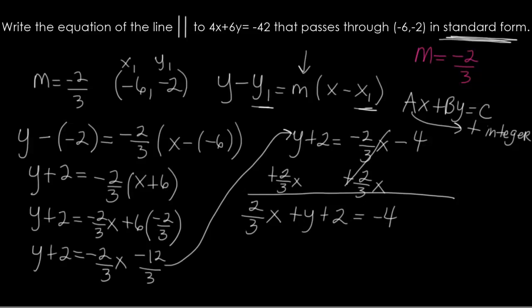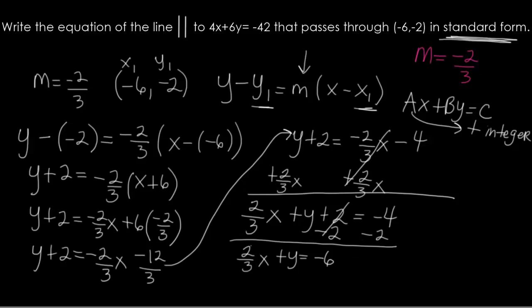What should I do next? The x term is here, the y term is here, but the constant term needs to be on the other side. So let's get rid of this 2. I'm going to subtract 2 from both sides of the equation. So that leaves me 2/3 x plus y, these cancel, equals negative 6. Okay, it looks like I'm done, but no.